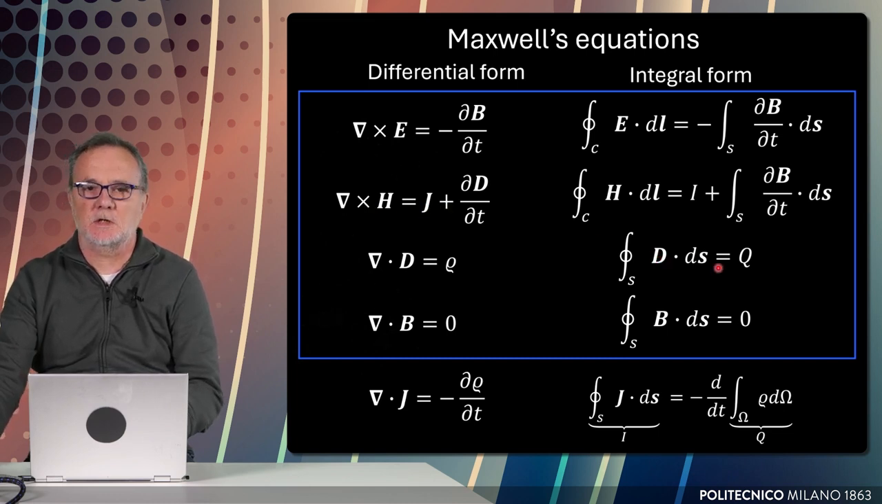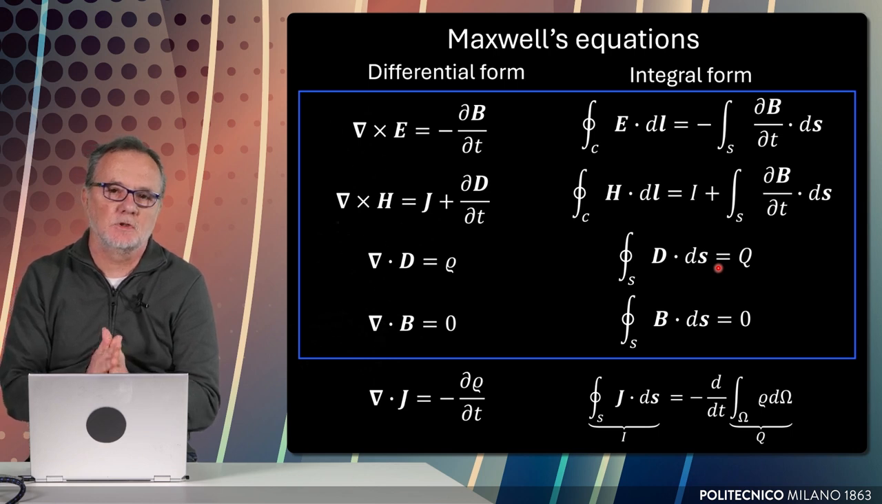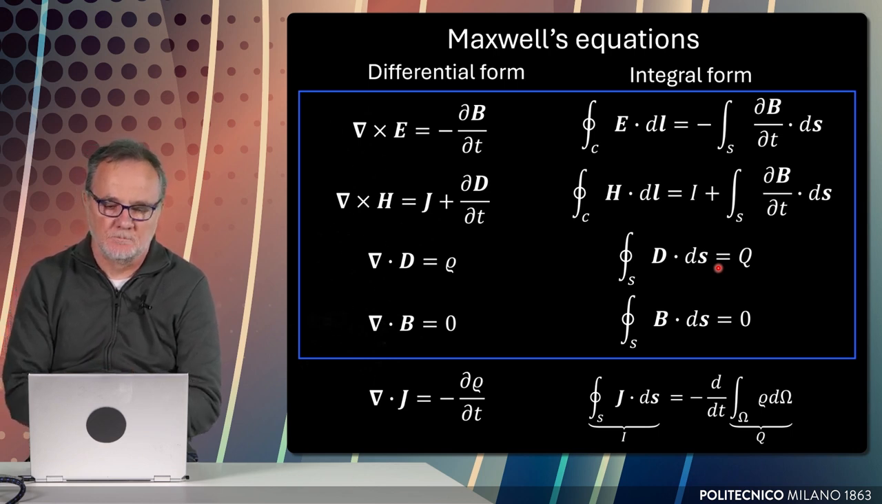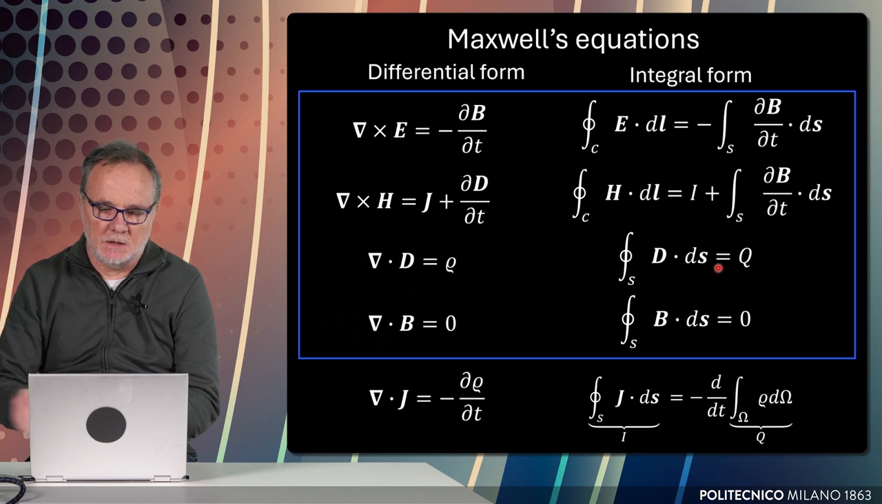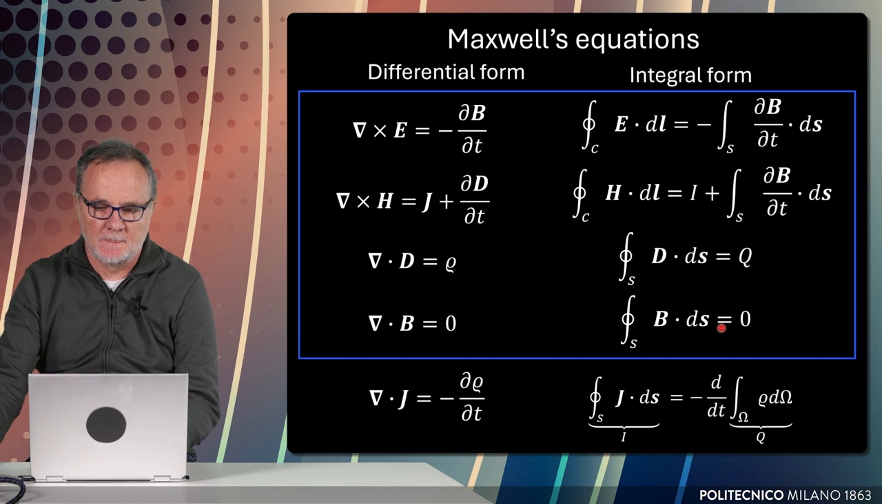Again, we have that for a given closed surface, the total flux of D must equal the charge inside this volume. And also, for a closed surface, the total flux of B, the magnetic induction, must equal zero.